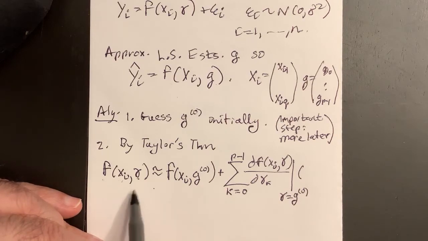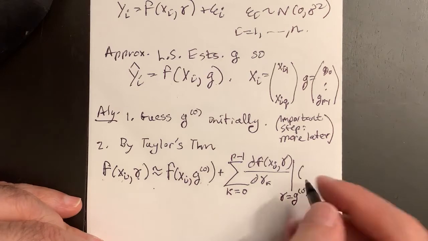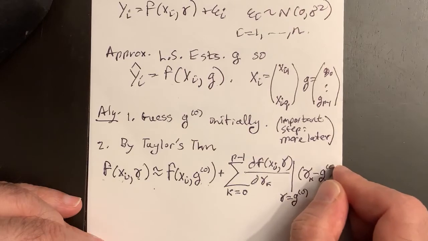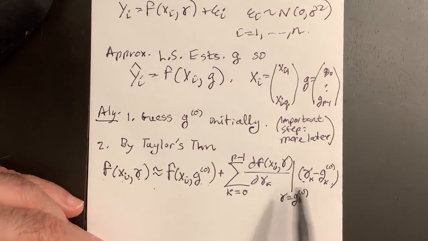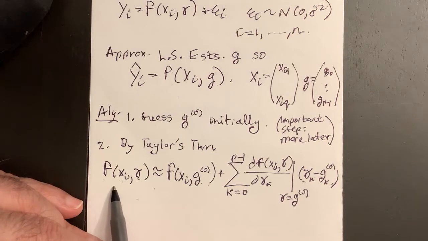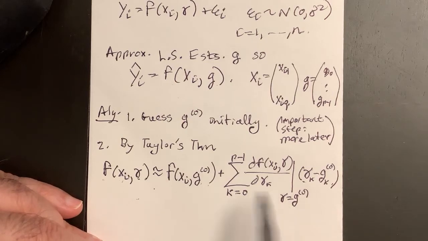So how far have I moved away? G0 is my center, so it's the difference between these two. It should be gamma k minus g0k. The distance away, times the slope. So this is a linear, a planar approximation to this function. It's accurate at g0 and near g0. Okay, so this is my replacement here.